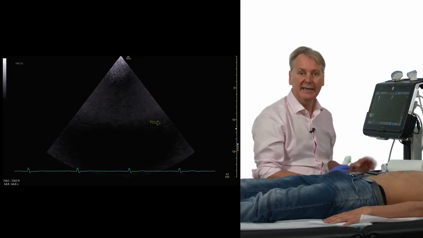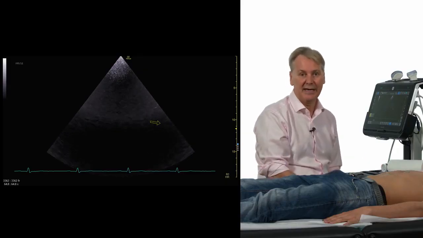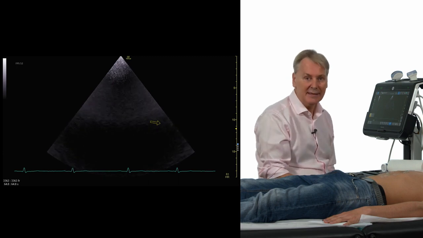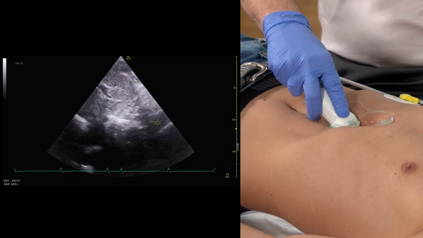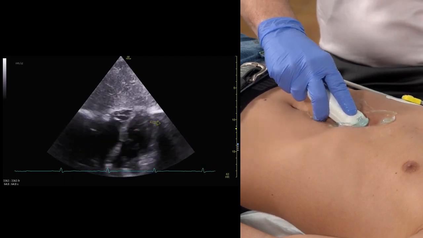But there is another structure, another vessel in the abdomen we can visualize with a cardiac probe. Exactly, and that is the inferior vena cava. Let's see how we can do that. Again, we'll be imaging the patient in a supine position, and we will again first perform a so-called subcostal 4-chamber view. So I will ask the patient to inhale.